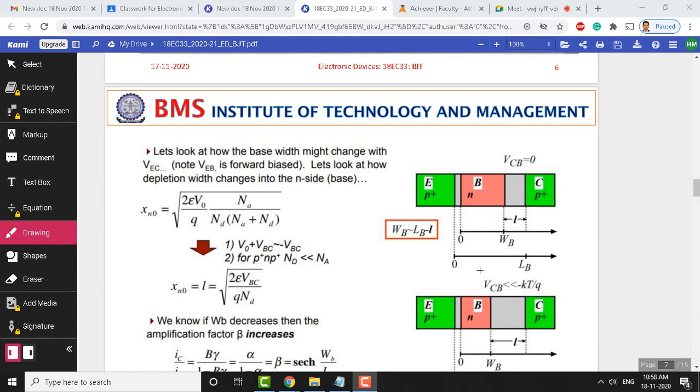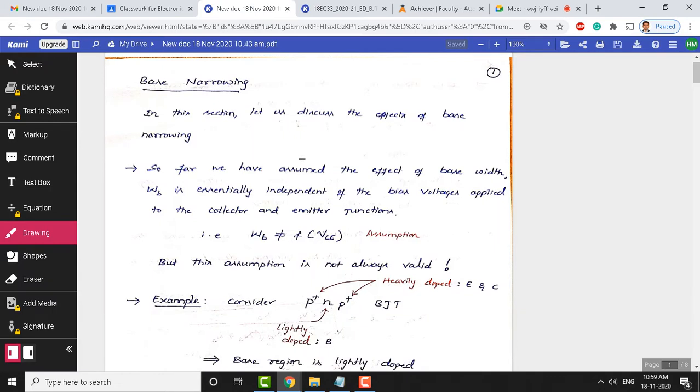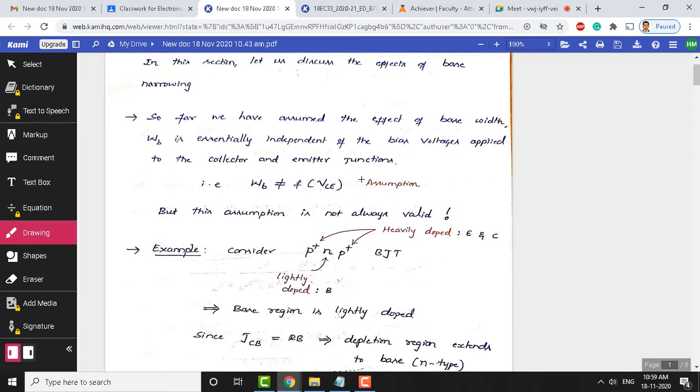And next, what we said is regarding base narrowing. Okay, so, we have seen that effect of base narrowing. To give you the additional things with reference to this, I would like to present it with this material. You can see that this is the base narrowing. In the base narrowing, what we have assumed and what is reality, let us have this clarity here.